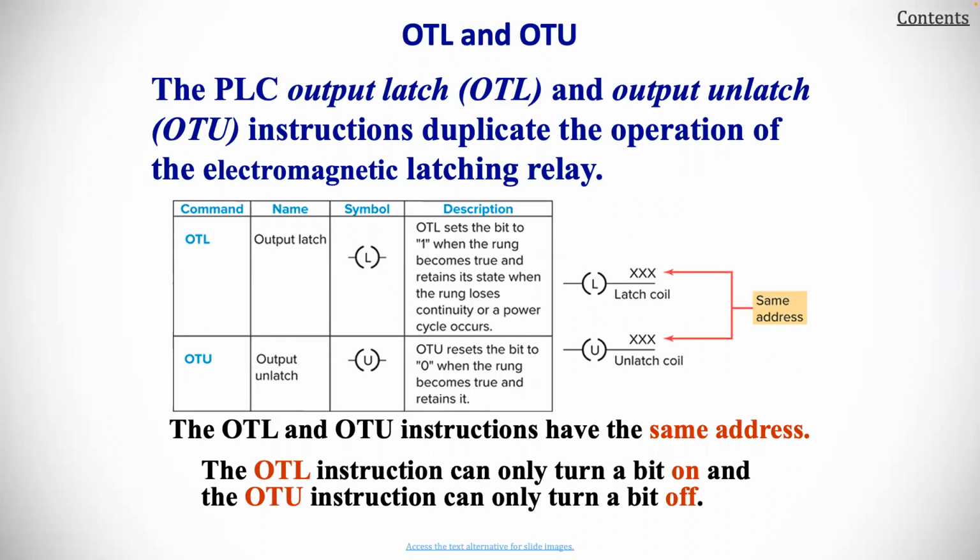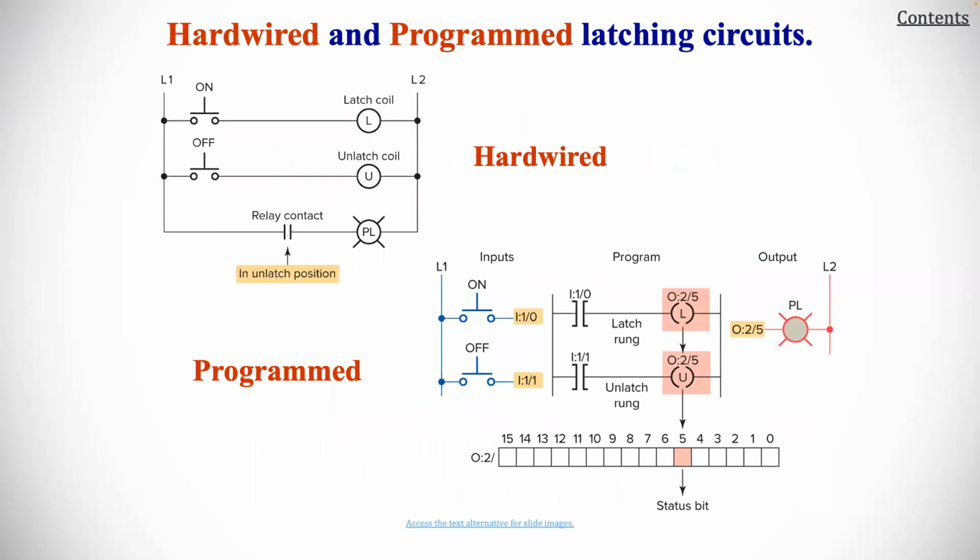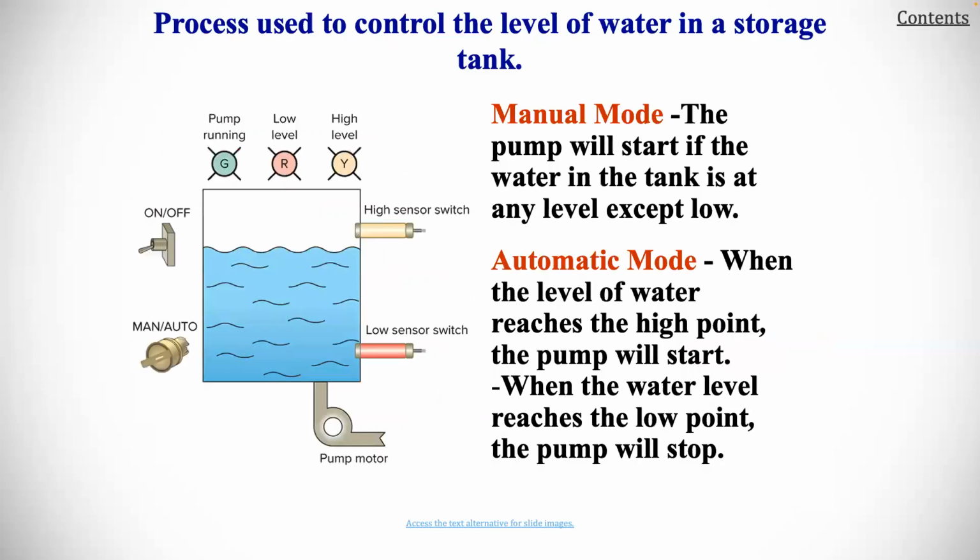For OTL and OTU, the PLC output latch, OTL, and output unlatch, OTU, instructions duplicate the operation of an electromagnetic latching relay. The OTL and OTU instructions have the same address. The OTL instruction can only turn a bit on, and the OTU instruction can only turn a bit off. Here we see the hardwired and programmed latching circuits and how they would look. You can be thinking about that as you're considering how you're going to be doing your PLC programming.